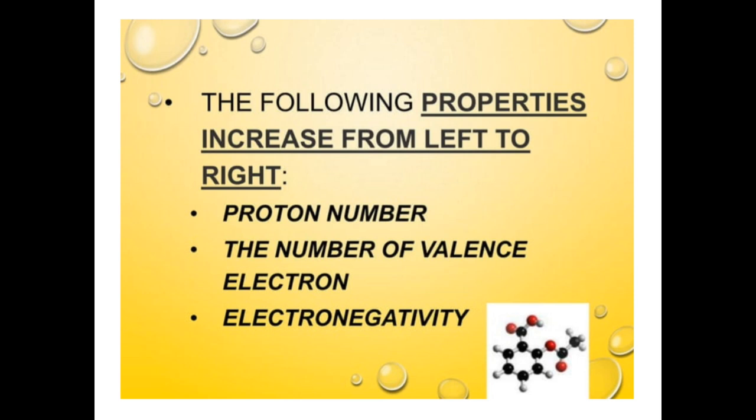Now the properties that will increase from left to right are the proton number, the number of valence electrons, and the electronegativity. Please also note that the first ionization energy also increases from left to right of the elements in period 3. Why? Because electrons are held tightly by the nucleus and become harder to remove.